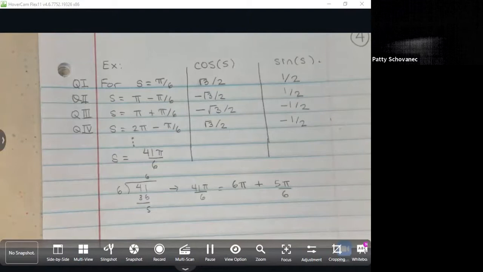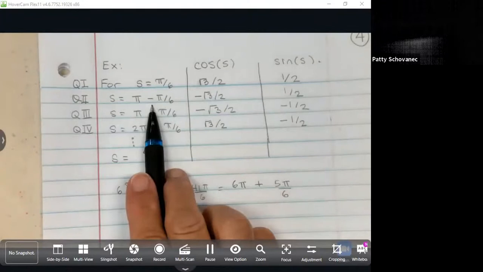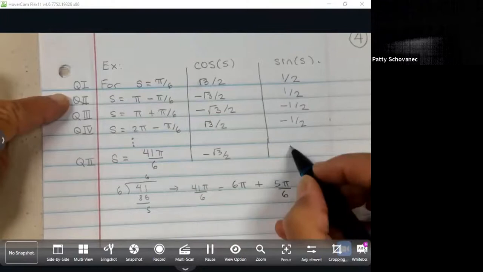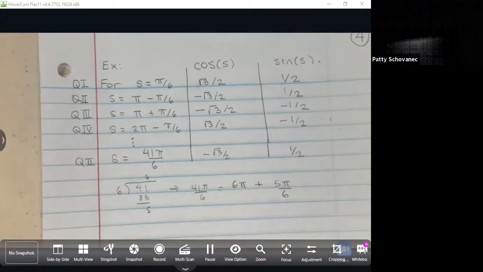So here I am on the positive x-axis, and now I have to go to 5 pi over 6. Which quadrant is that in? That's in quadrant two, that's this one. Pi minus pi over six is 5 pi over 6. So we're in quadrant two. So that tells me I use these values, -√3/2 and +1/2. Okay, so the same kind of game that we played with angles, we can do with arc lengths. It's all good?